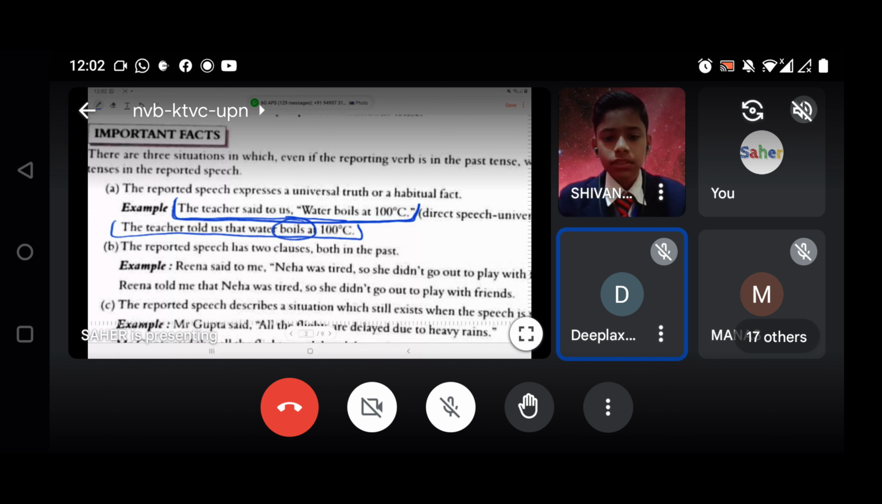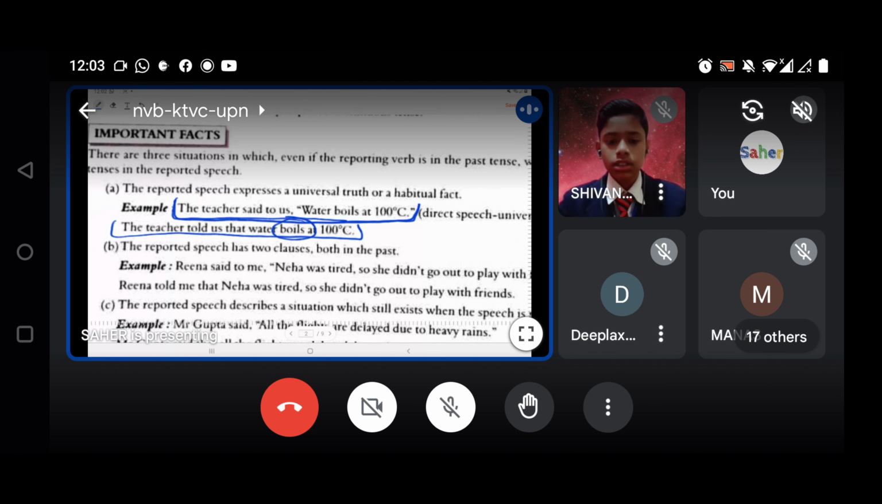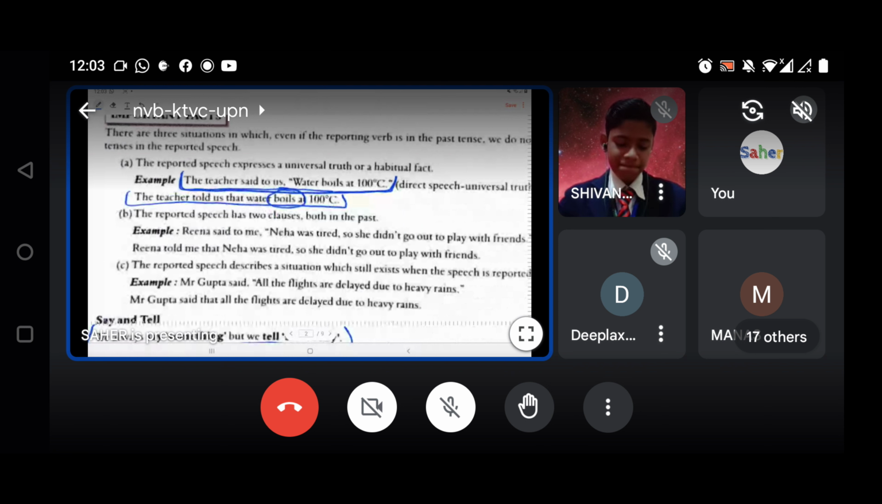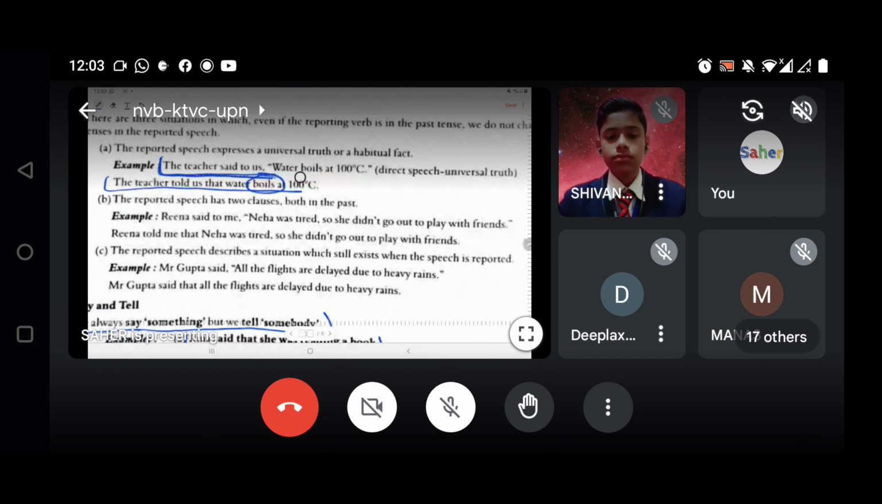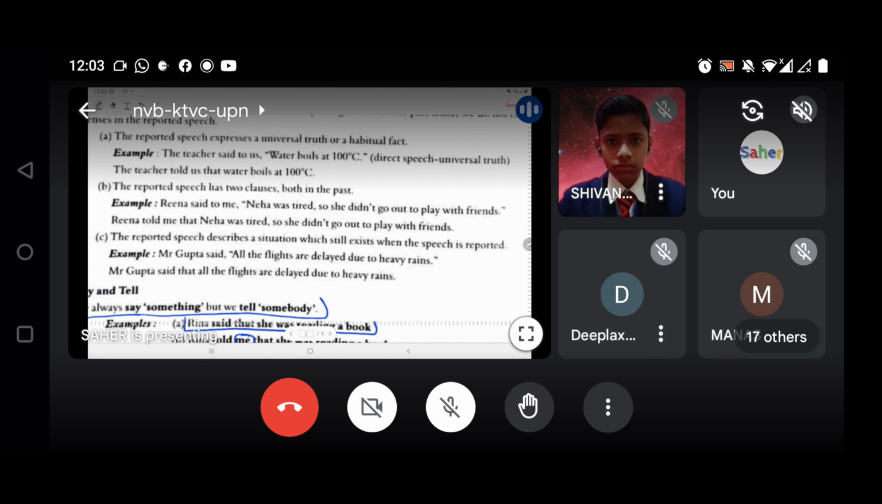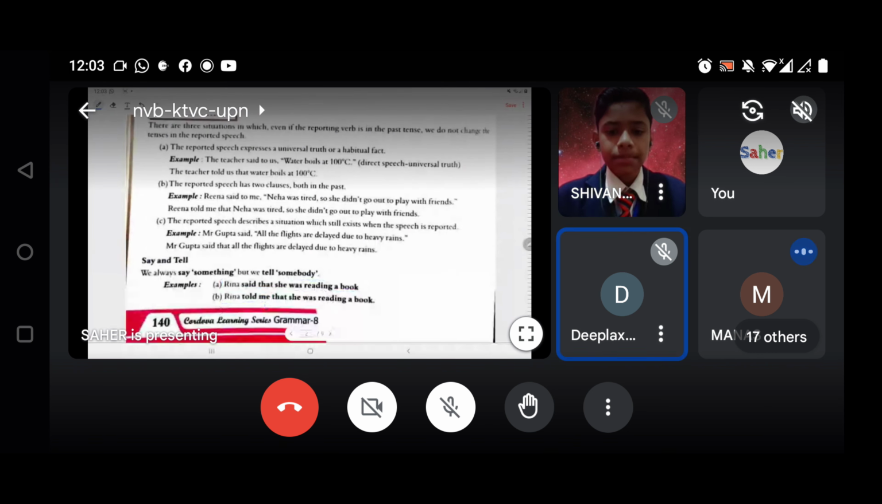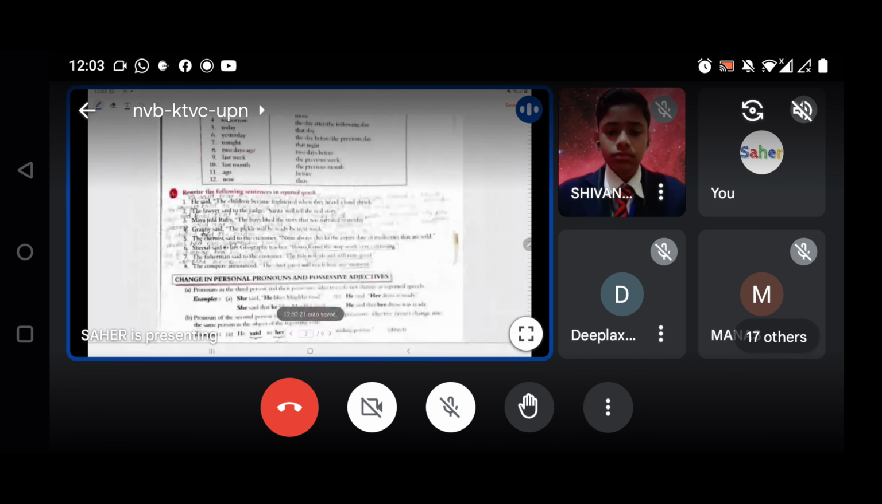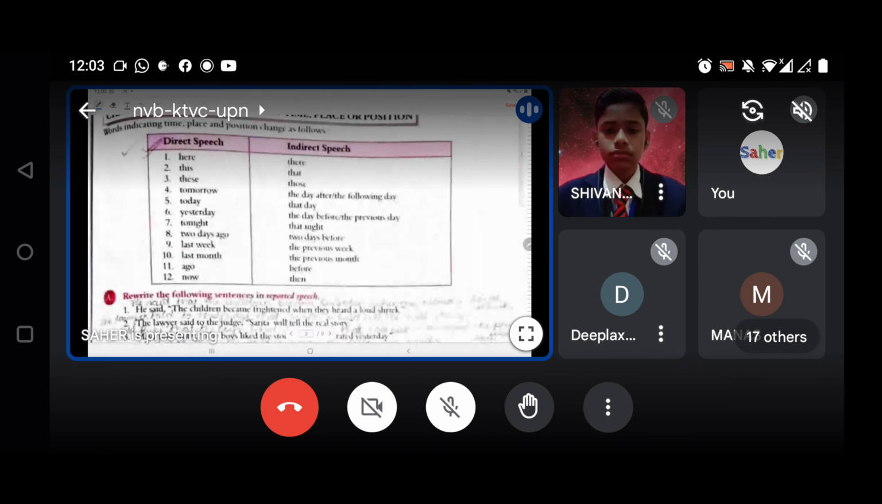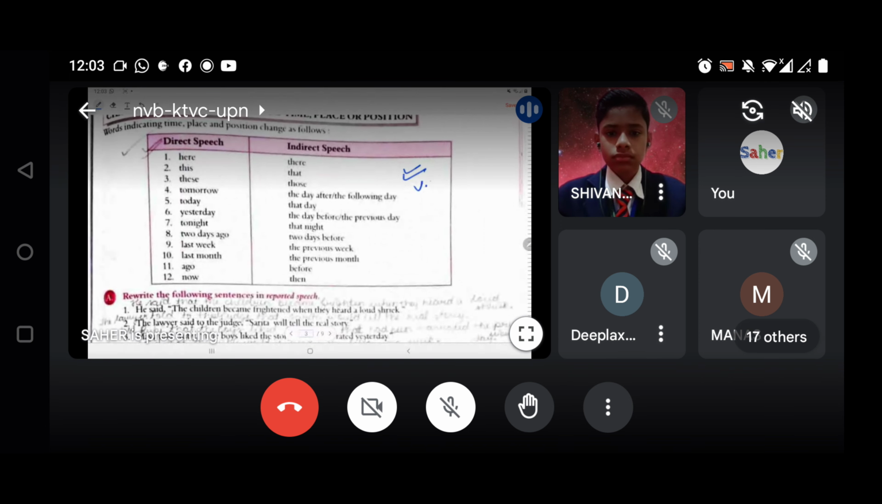The teacher told us the earth revolves around the sun. That is also a universal truth which will not be changed. So when something is habitual or any universal fact, it is not going to be changed. This much clear? This should also be learned, very important.